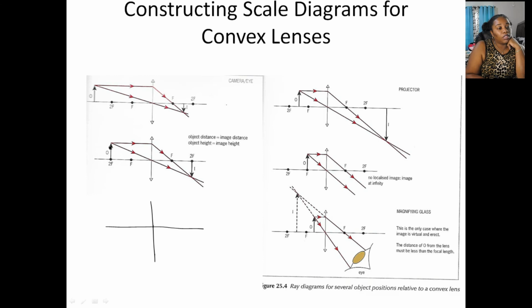If you have an object that is placed directly on twice the focal length, then you're going to get a real and inverted image, right? Once it's real, it's inverted, and it's going to form directly on twice the focal length on the next side. So this is something you would see produced in a camera or in the eye, right? So something like that.